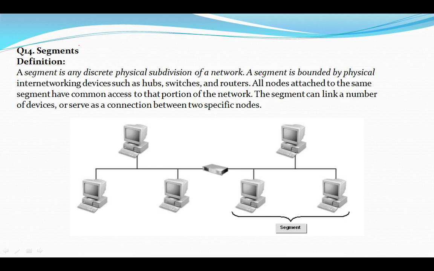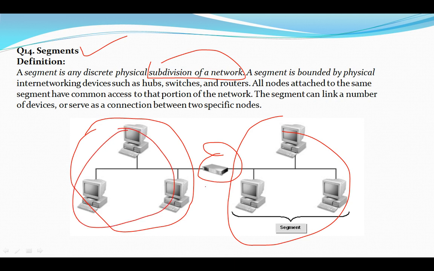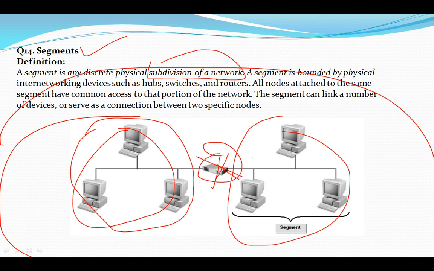Similarly, we have the next question. What is a segment? What do you mean by segments? A segment is nothing but a part. You can say it's a small part of a larger network, or a subdivision of the network. A segment is bounded by physical networking devices such as hubs, switches, or routers. As you can see here, you can consider this a switch. So I made a separate segment on this side and a separate segment on this side. So this is the partition of a big network, and this device is playing the role of making it a segment.